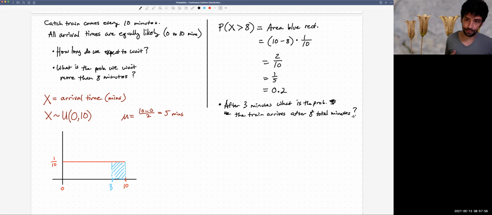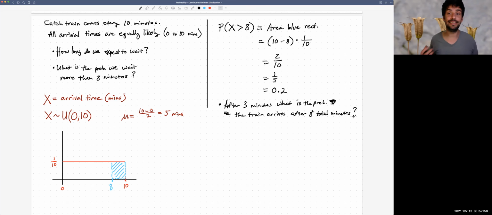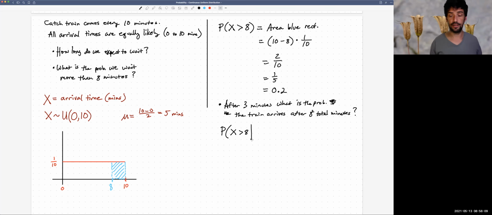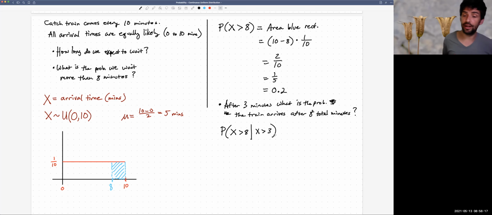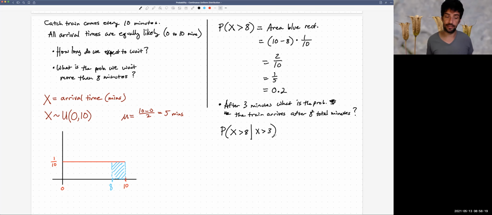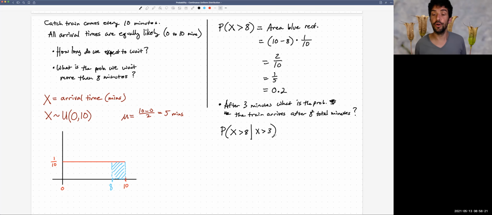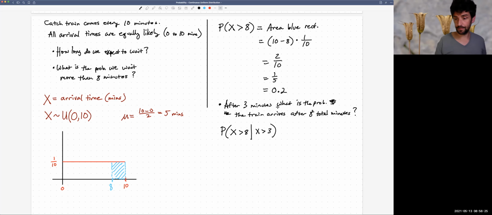So this is a different question. This is a conditional probability. This is the question, what's the probability that the arrival time is more than 8 minutes, given we already know it's greater than 3, right? Because I've already waited 3 minutes, the arrival time has to be greater than 3. It didn't show up in those 3 minutes. And so now the probability is conditional on that, okay?